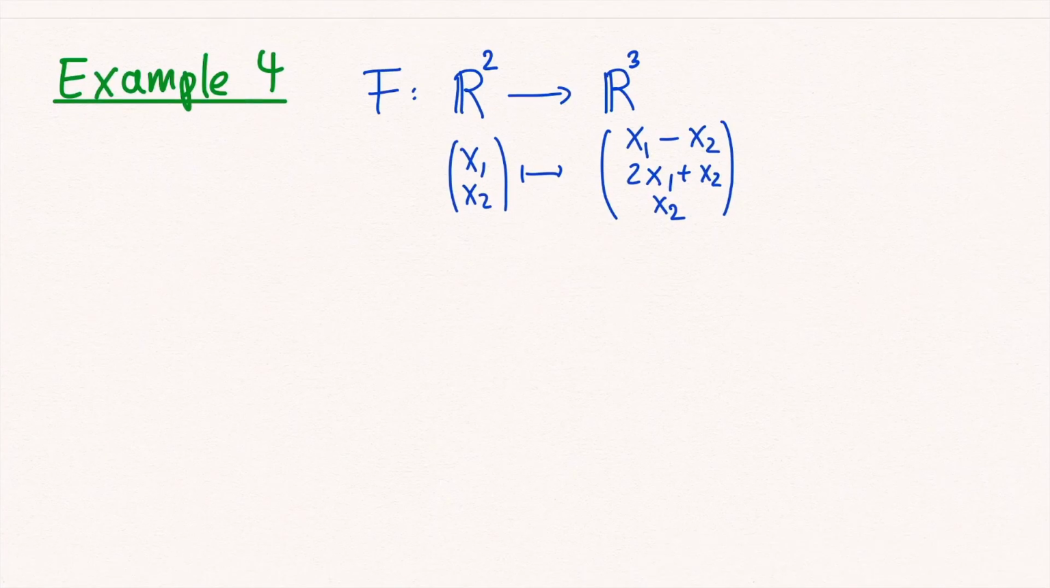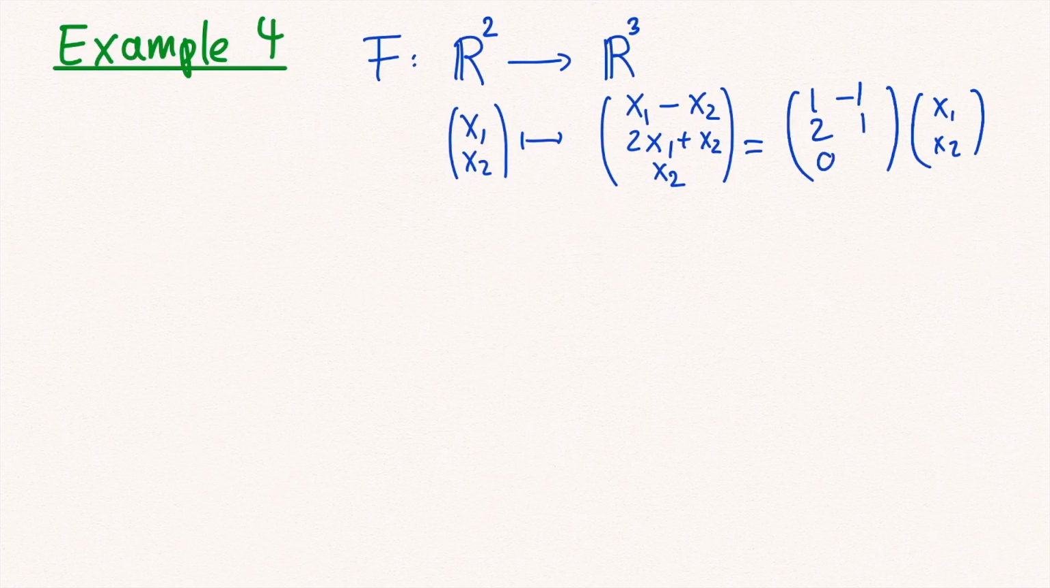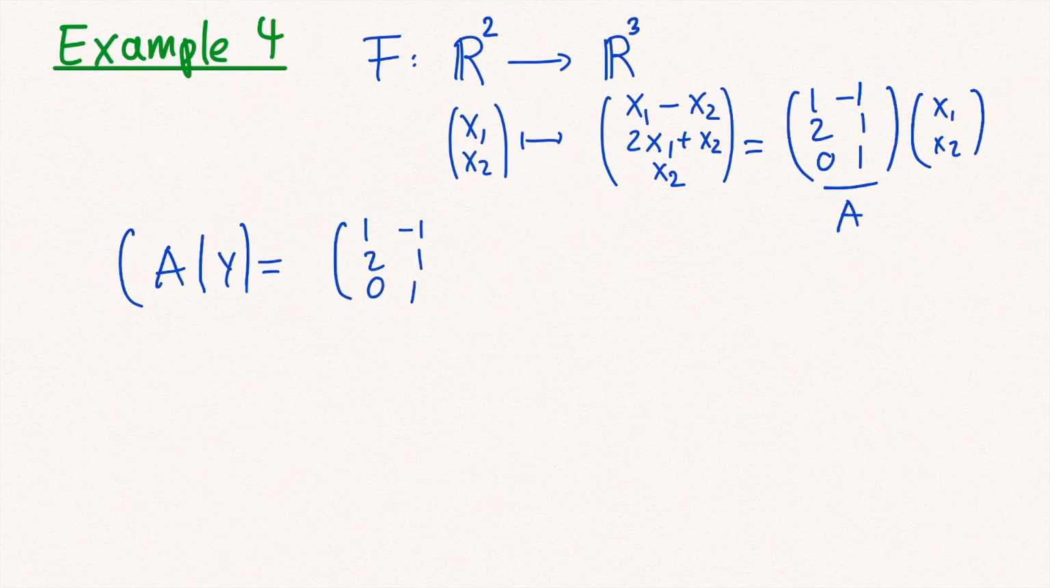And finally, let's do this example. Now it goes from R2 to R3. So again, let's first write down what is the matrix here. So in this case, it's a 3 by 2 matrix. So here it's 1, minus 1, 2, 1, and 0, 1. So this is the matrix A. Again, we consider this here. And now in this case, here 1, minus 1, 2, 1, 0, 1. So y is in R3, so it's y1, y2, and y3.